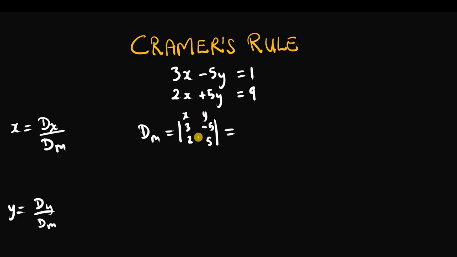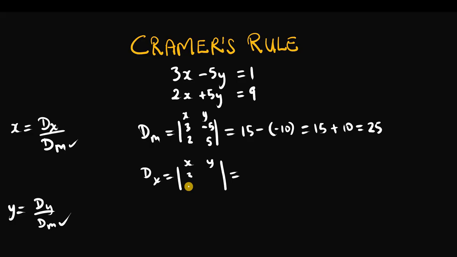And the vertical bars mean for us to take the determinant. In doing so, we multiply the elements in the main diagonal. 3 times 5, that's 15. Multiply by 2 times -5, that's -10. Now subtracting a negative is to add a positive. So it's 15 plus 10, which gives us 25.